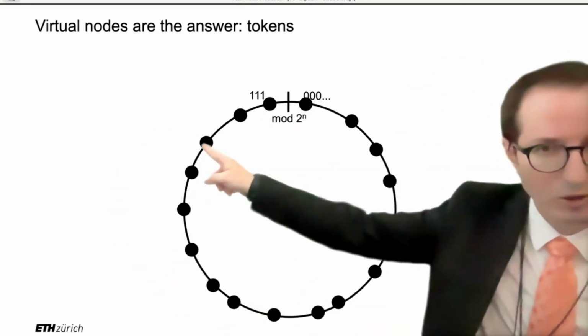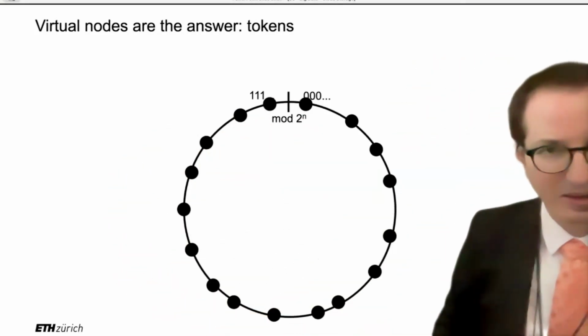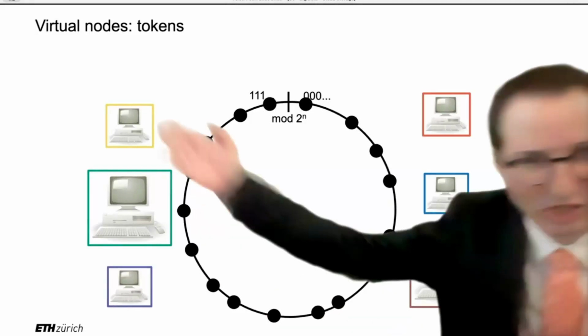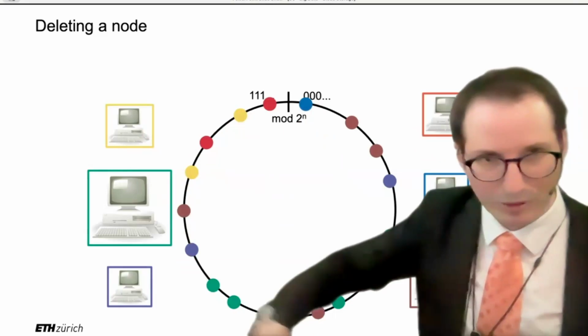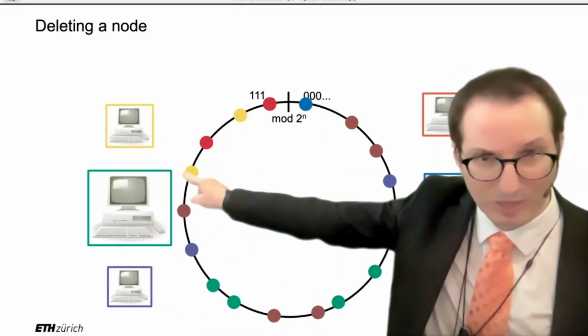So now these points are no longer machines, they are just a virtual responsibility. And then we assign them to machines. Imagine I have 6 machines here with the colors. Every machine has a few of these tokens. This one, the yellow one, for example, is responsible for this.